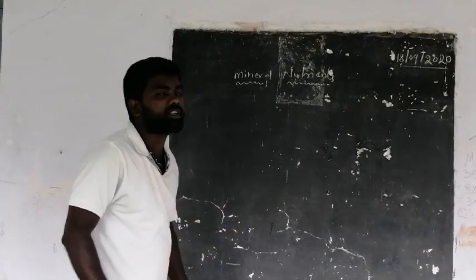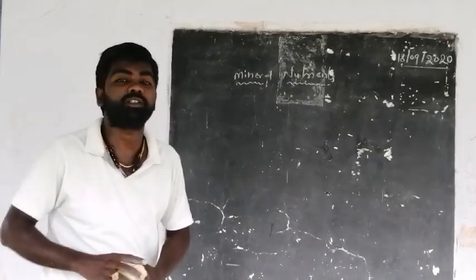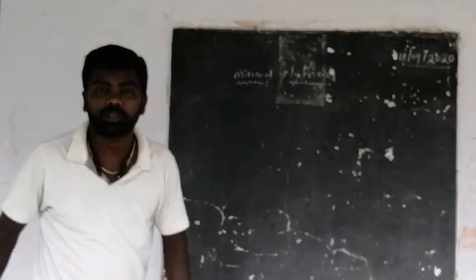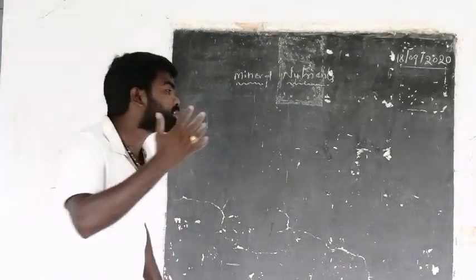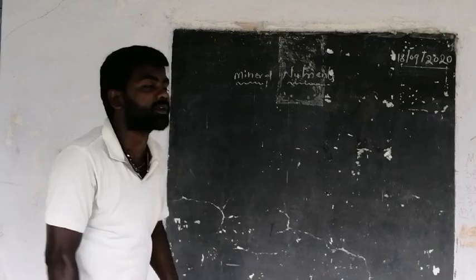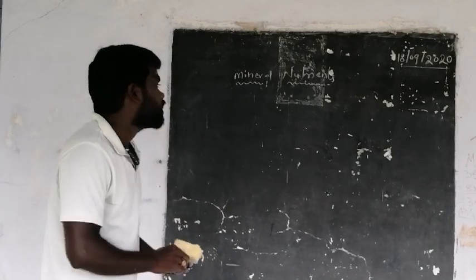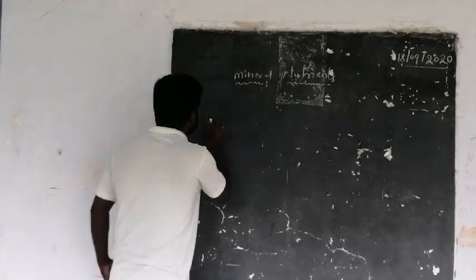Next, essential mineral nutrients are of two types: macronutrients and micronutrients. Macronutrients are required in higher amounts for plant growth and development, and micronutrients are required in lower amounts. Now let us see micronutrients and their examples.